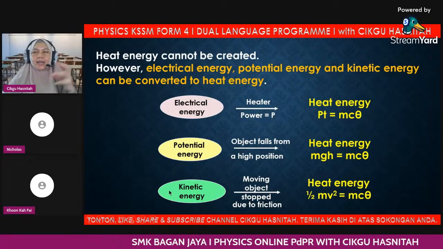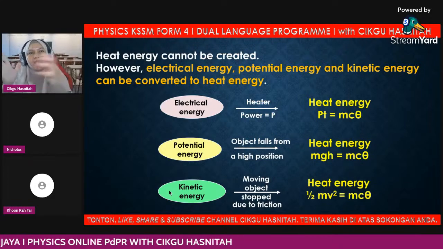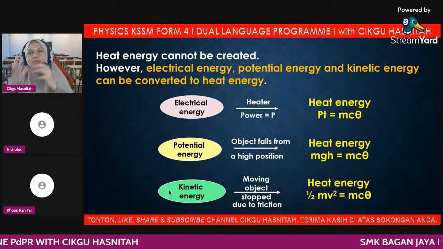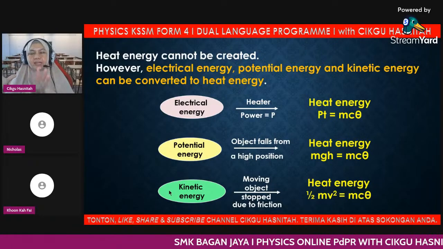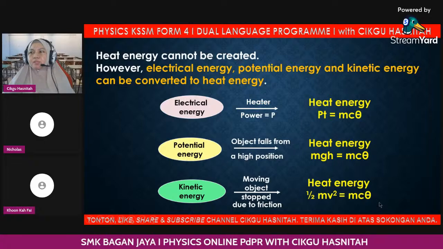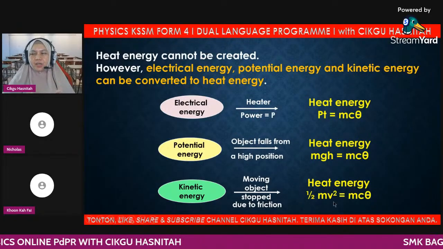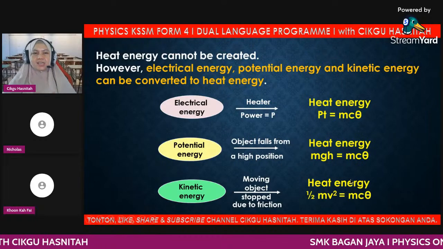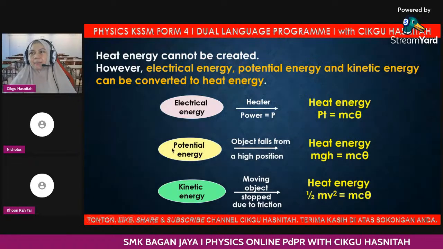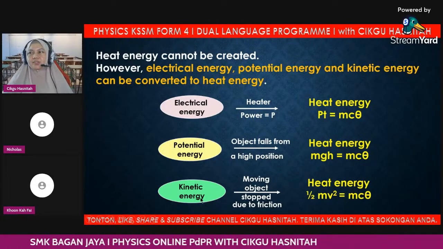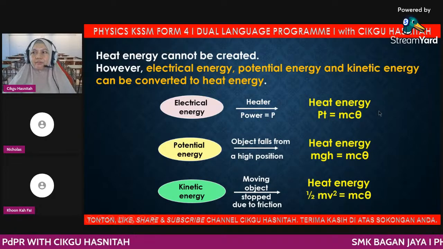And then third, kinetic energy. For example, there is a moving object and finally the object stops. So the conversion of energy here is kinetic energy converted into heat energy. So the formula we are using is half mv squared, which, if you remember, is the formula for kinetic energy, equal mc delta theta. So remember electrical energy, potential energy, kinetic energy. These are all the equations involving conversions of energy.